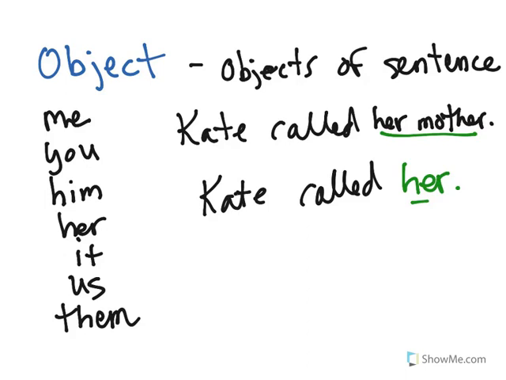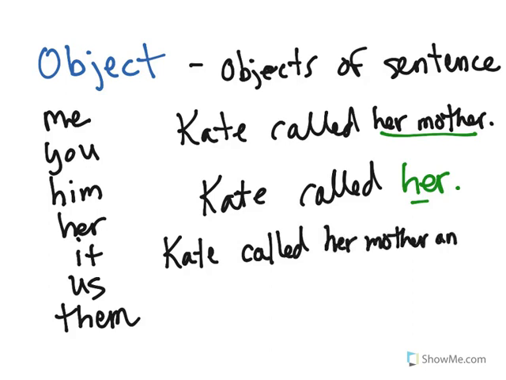Now the same thing would apply if I said Kate called her mother and father, right? It's two, so I would want to use them to replace that. And then the same rules apply if I said Kate called her mother, and if I wanted to use I, I would say me. Kate called her mother and me, or Kate called us, to replace that pronoun there.